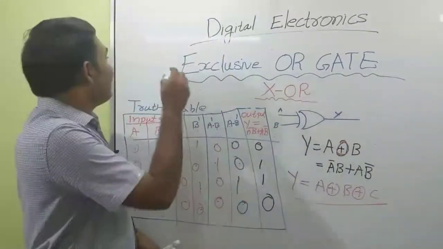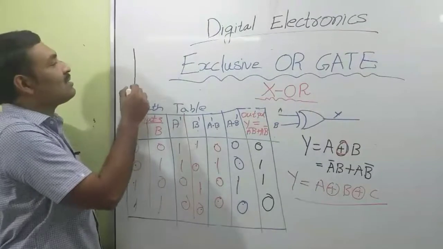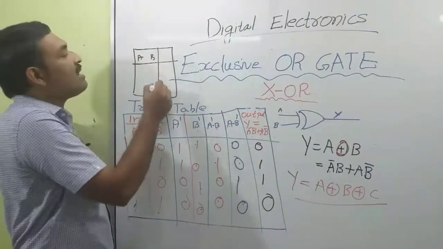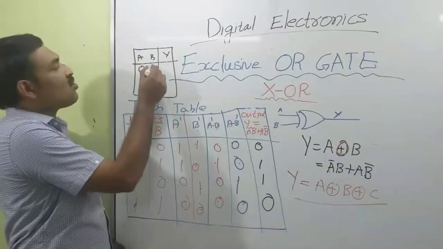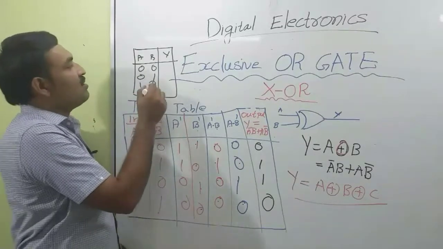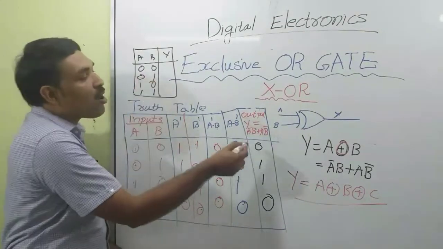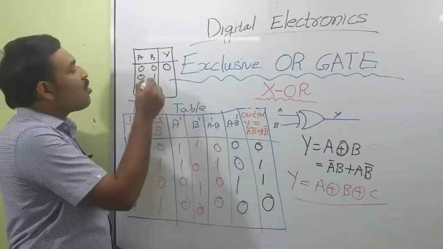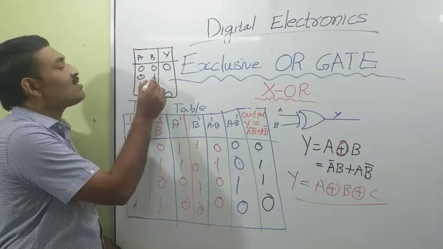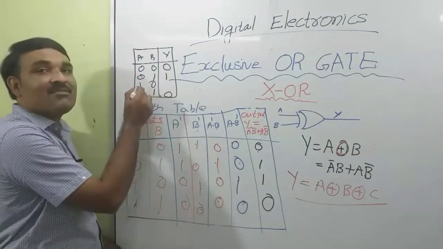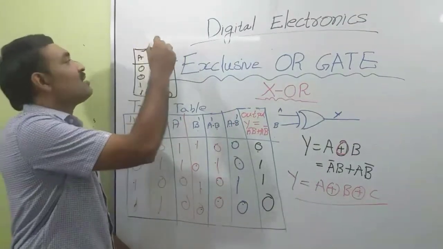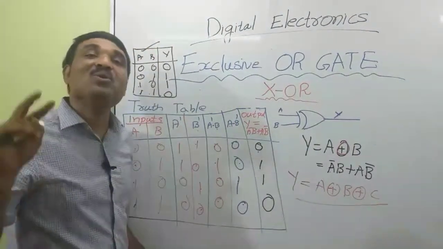Okay, so we can draw the simplified truth table as we have inputs A, B and the output Y. So the inputs are 0 0, 0 1, 1 0, 1 1. Both inputs are 0, then the output is 0. Both inputs are high, then also the output is 0. One input 0 and the other is 1, output high. Here the first is 1 and the second is 0, then also the output is high. So this is the truth table representation of the XOR gate.